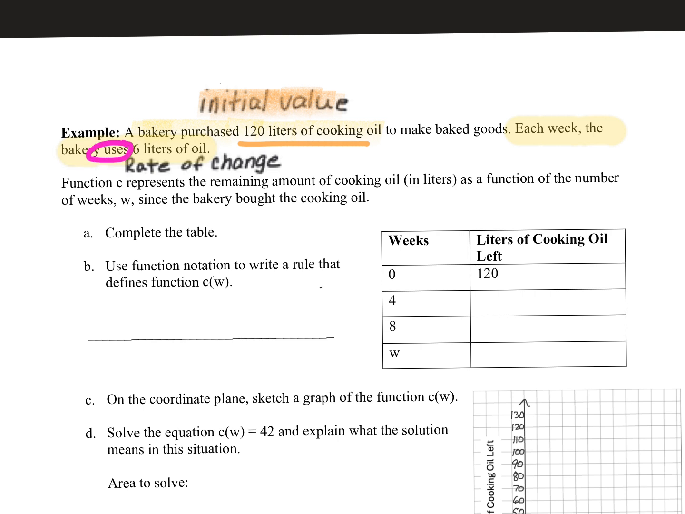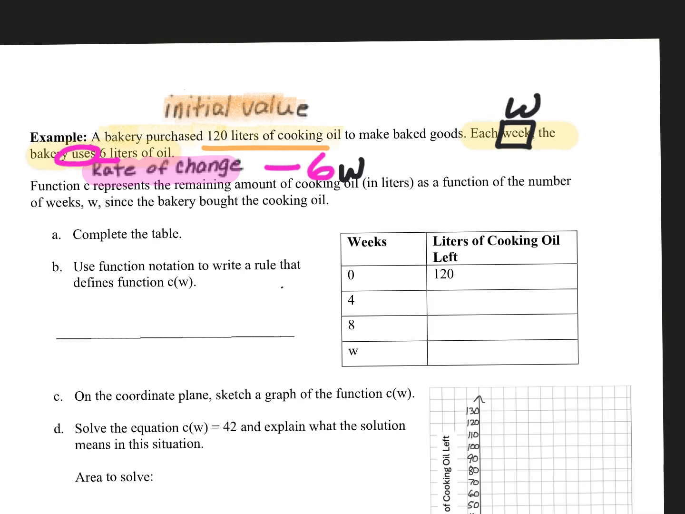When you use something, you're taking it away, so it's getting smaller. So we're going to subtract, and we're going to subtract 6 liters of oil per day. So that is our rate of change. I'm sorry, I think I said each day, and I meant each week. So every week we use 6 liters of oil.